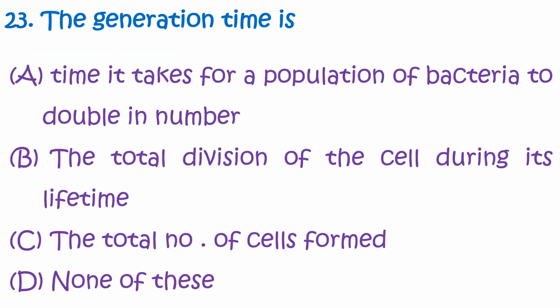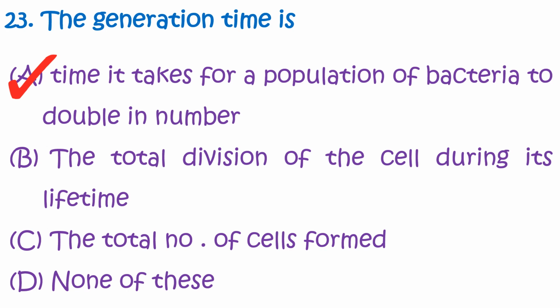Question number 23. The generation time is. Options are option A time it takes for a population of bacteria to double in number. Option B the total division of the cell during its lifetime. Option C the total number of cells formed, and option D none of these. And the correct answer is option A the time it takes for a population of bacteria to double in number.